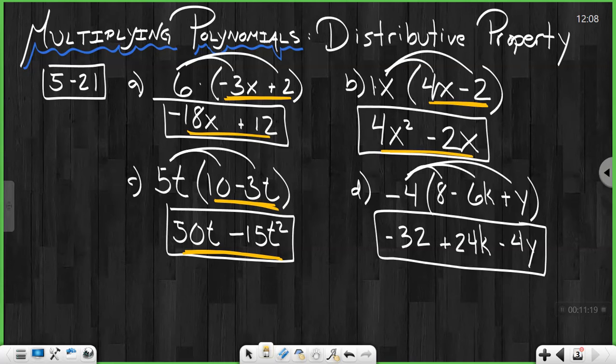Sometimes students will make a mistake with the variables, and they'll forget to put the squared, and they'll end up with a situation that they can combine. All right, that's how you know you did something wrong. If you can't combine before, you should not be able to combine afterwards.